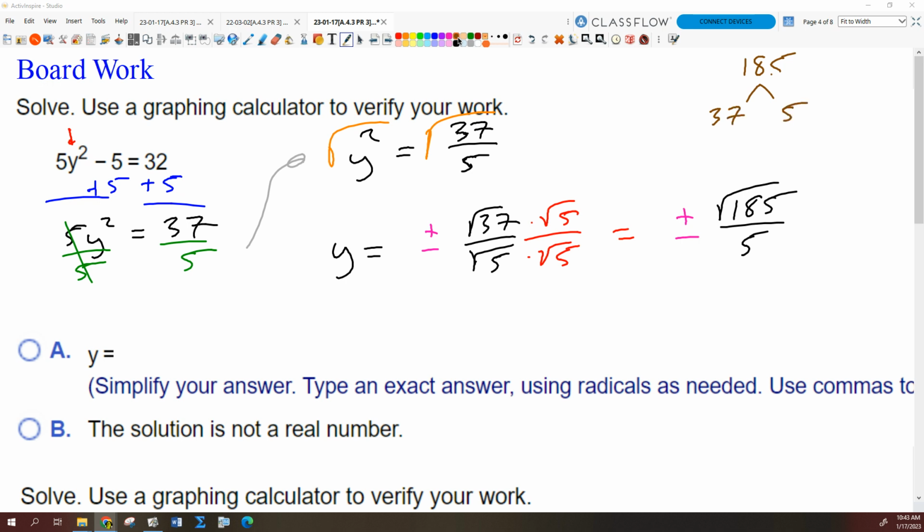5's prime. What about 37? Does anything divide into 37 other than 1? No, it's prime too, right? So there are no perfect squares coming out of this. Everything is stuck inside the radical. So these would be my two solutions: positive the square root of 185 over 5 and negative the square root of 185 over 5, right? Okay? Give me thumbs.